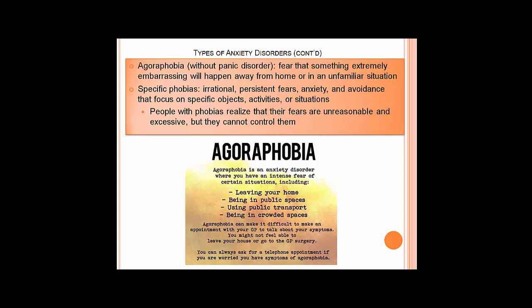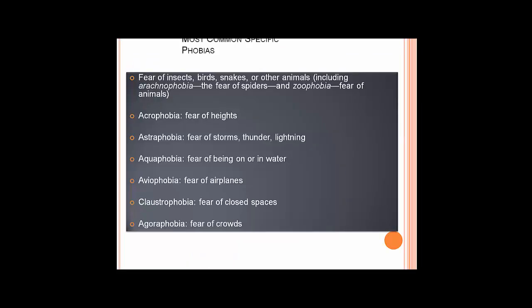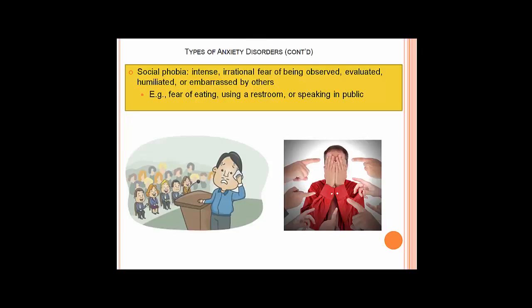These certain anxiety disorders, by the way, are successfully treatable. Some other specific phobias are rational persistent fears. These are like simple phobias and avoidances that focus on very specific objects, activities, or situations. So a fear of insects, for example, or spiders, arachnophobia. Fear of heights is acrophobia. Fear of water, or being in the water, is aquaphobia. Fear of being in closed spaces, claustrophobia, and of course we just talked about fear of crowds or just being outside, agoraphobia.